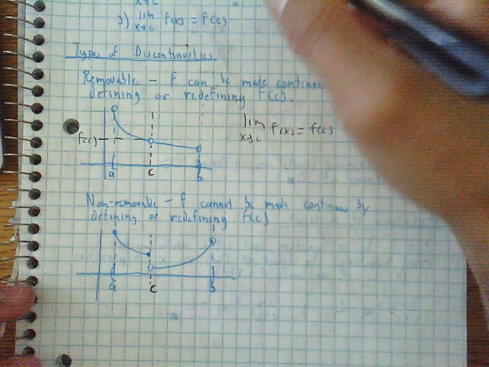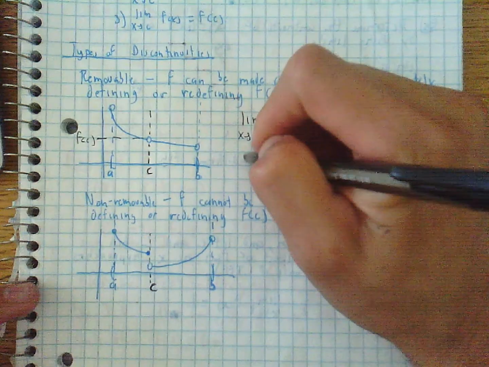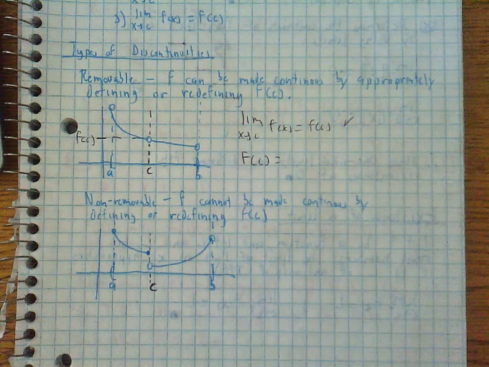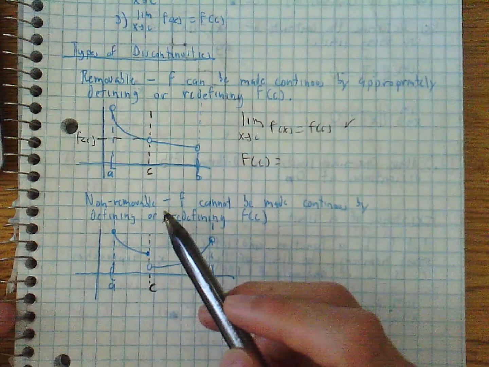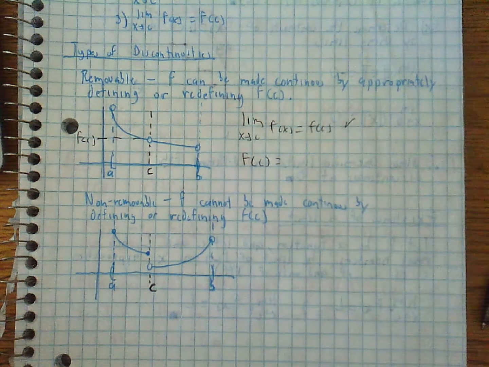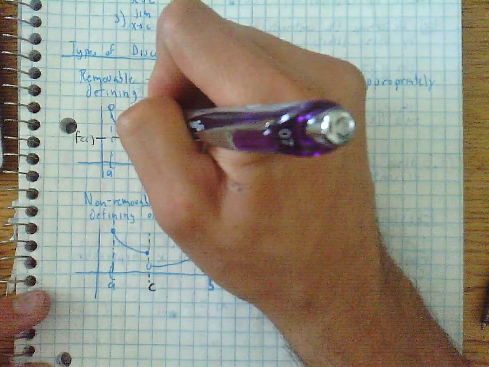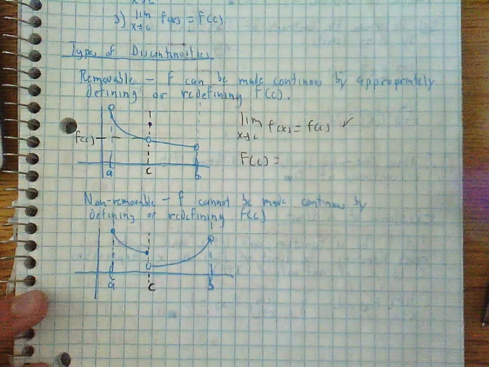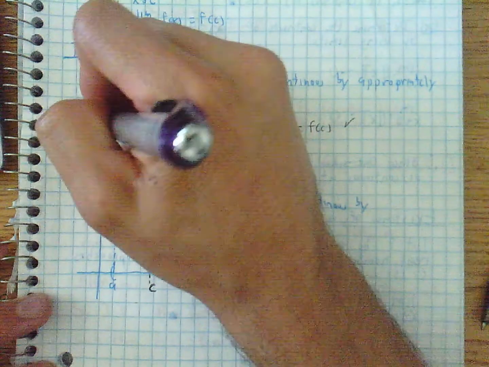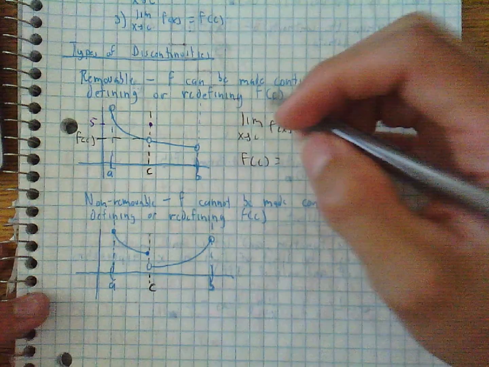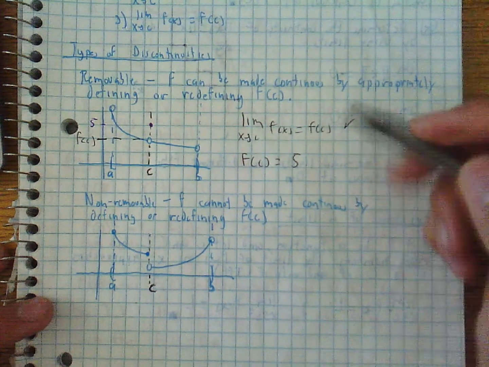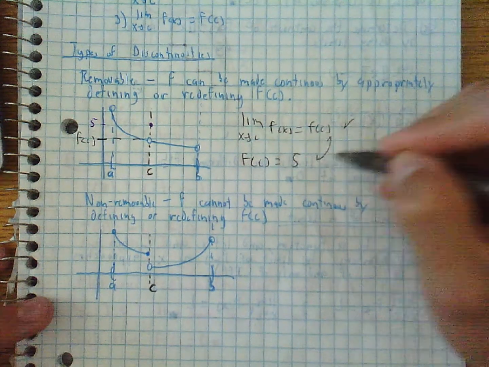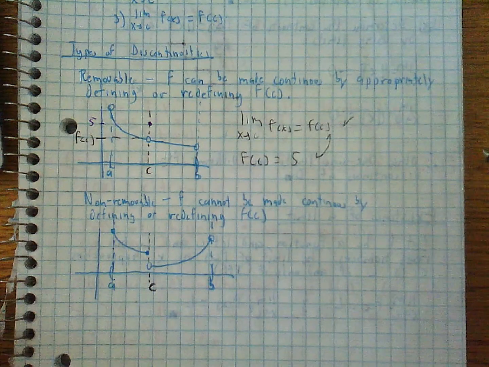Now the question is, in order for this to be continuous, what is f of c equal to? Well, as you can see, at c we have a hole. So maybe to make this example a little more realistic, I could say here is a point, and let's call that, I don't know, 5. So then we have that f of c is equal to 5. As you can see, these two don't match. Because they're not the same, we cannot say that this is continuous.